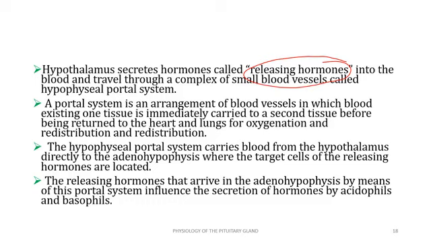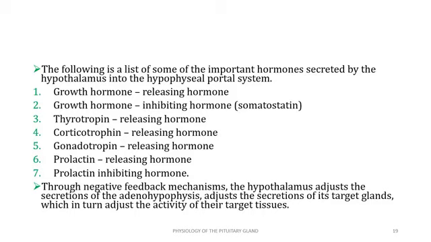So the hypophyseal portal system carries blood from the hypothalamus directly into the anterior pituitary, the adenohypophysis, and this blood has the hormones of the hypothalamus, which are either releasing hormones or inhibiting hormones. These hormones will influence the anterior pituitary to secrete its hormones. So for the hormones which affect the pituitary, we have growth hormone releasing hormone, which stimulates the anterior pituitary to release growth hormone.